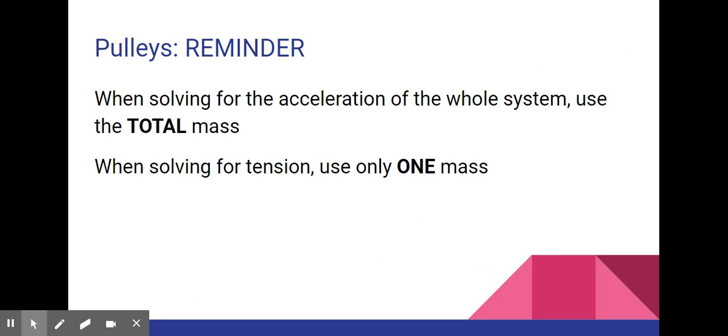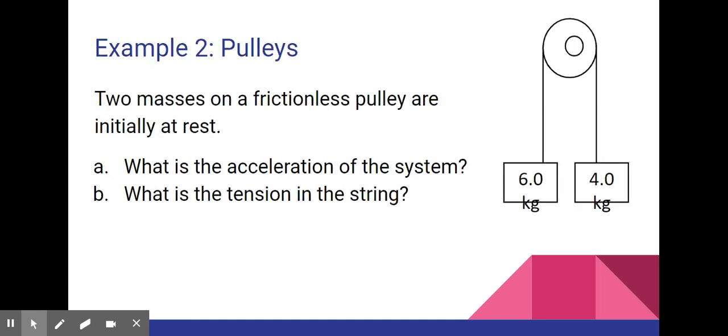So key thing to remember again is that when you're solving for the acceleration of the whole system, use the total mass. When you're solving for tension, use only one mass. So here's our example. We've got two masses hanging on a frictionless pulley, and they're initially at rest. But you can see these two masses are different sizes. We've got one that's 6 kilograms, and one that's 4 kilograms.